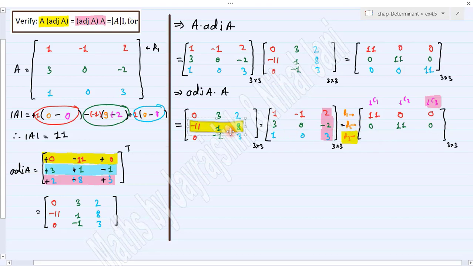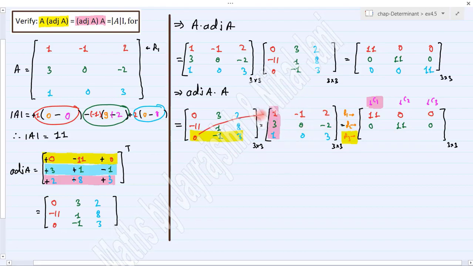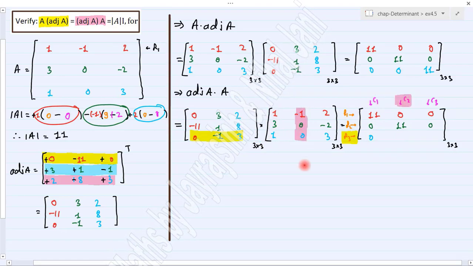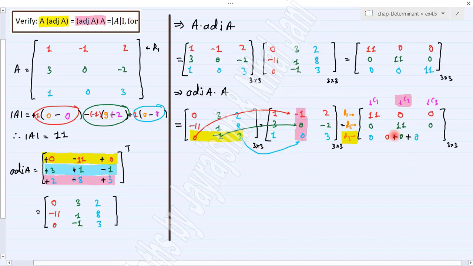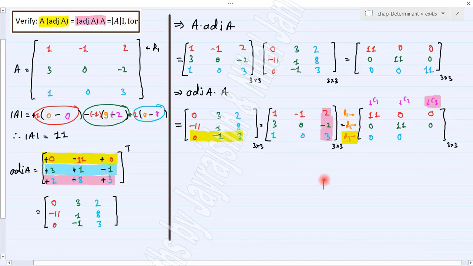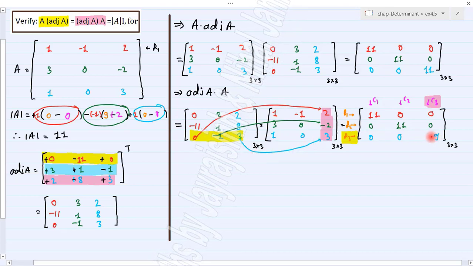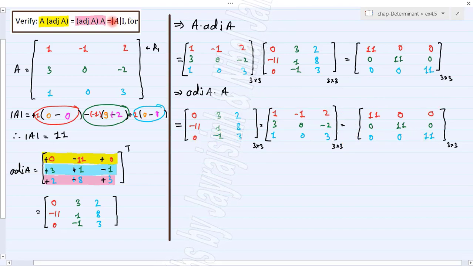Now let's try to get elements of third row. The first element is obtained by multiplying third row and first column. So we will get 0. Now the next element is obtained by multiplying last row and second column. So it will be 0. And the last element is obtained by multiplying last row and last column. So it will be 11. So we get our second quantity.